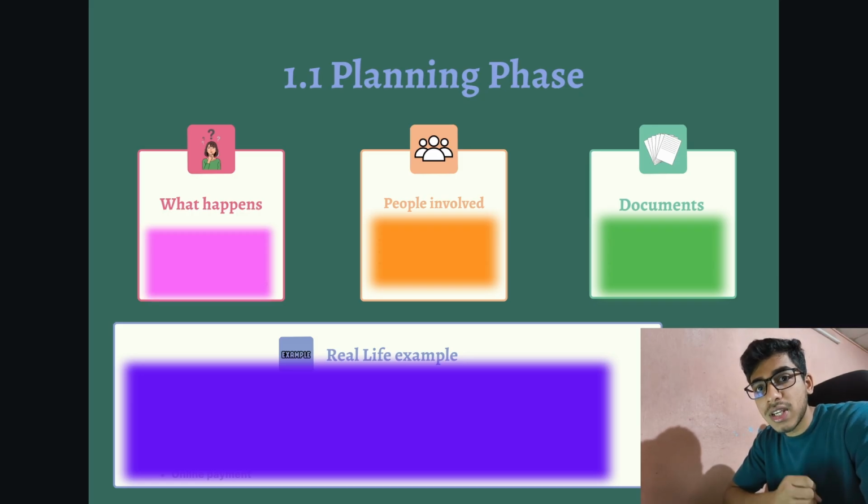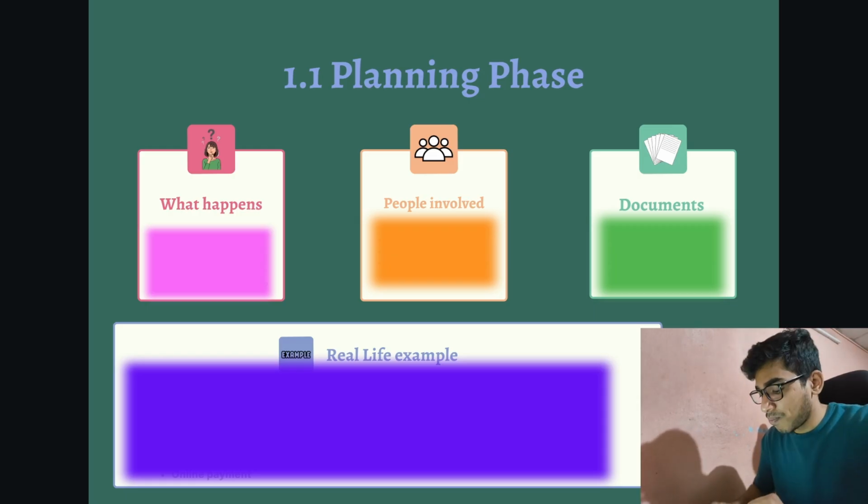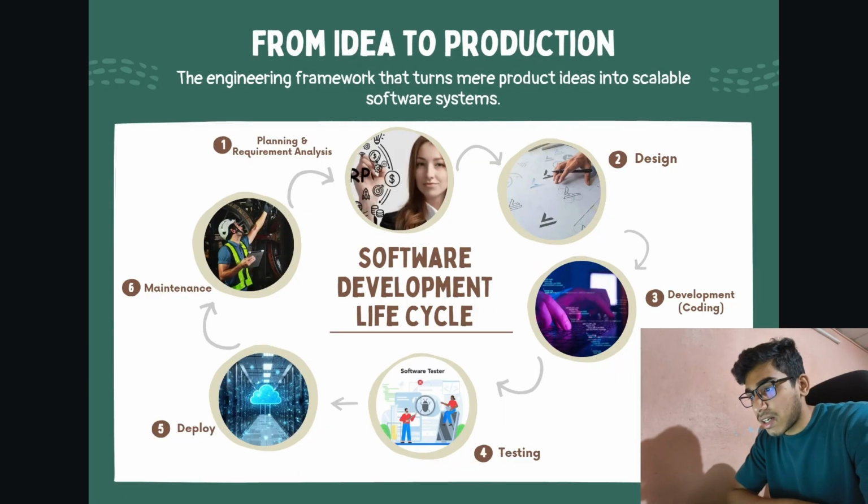First is what happens in each phase. Second is the group of people involved. Third is the documents which are generated in each phase. And with a real life example, it will become even easier to understand. So without wasting any time, let's get started.